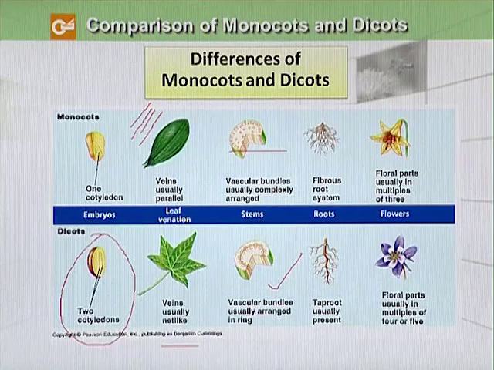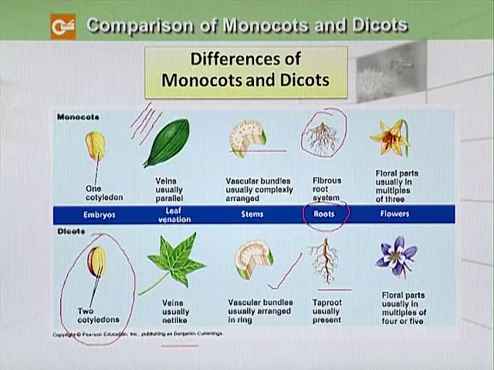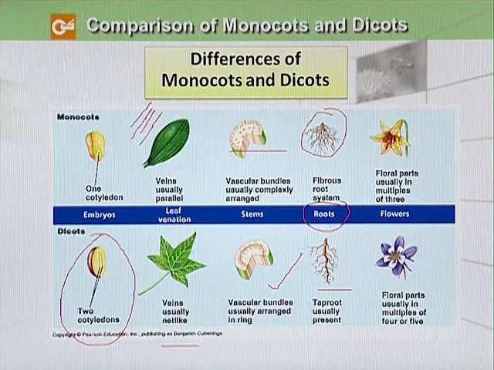And if we look into the roots of monocots, they have a fibrous root system, meaning that when their roots develop from the radicle, they are like a tuft of fibers, and they are short. While in case of dicots, they have a taproot, and the taproot is usually the main root, which develops from the radicle, and lateral branches develop from it. We can see the difference between taproot and fibrous root by looking at their diagram simply.